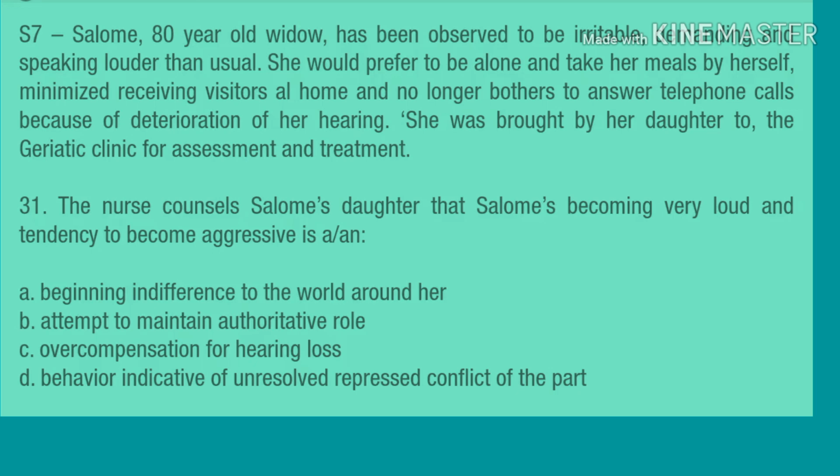Question 31. The nurse counsels Salome's daughter that Salome's becoming very loud and tendency to become aggressive is an A. Beginning indifference to the world around her. B. Attempt to maintain authoritative role. C. Overcompensation for hearing loss. D. Behavior indicative of unresolved repressed conflict of the past. Answer, A.